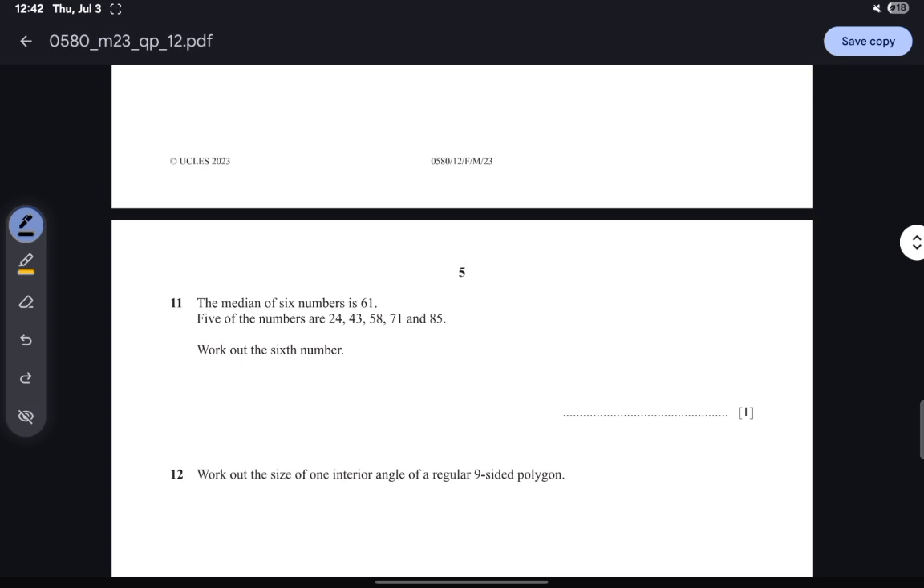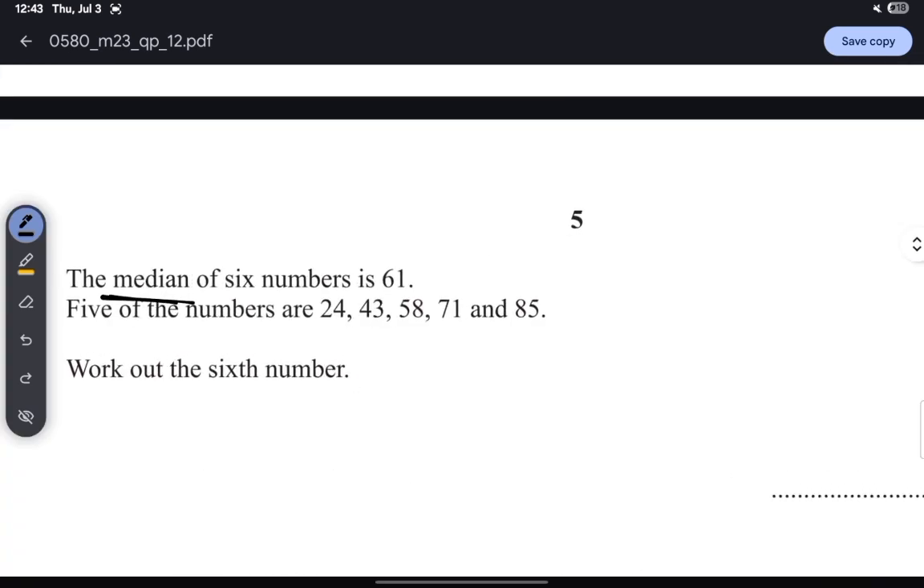Right? So the median is the number in the middle of a set of numbers when they are arranged in ascending or descending order. Ascending order when they are arranged going up, descending order when they are arranged going down from the biggest to the smallest. So we can choose whichever way we want to arrange these numbers. So I would arrange them in ascending order, starting with the smallest. So the smallest here will be 24. They're already arranged. We have 24, 43, 58, 71, and 85.